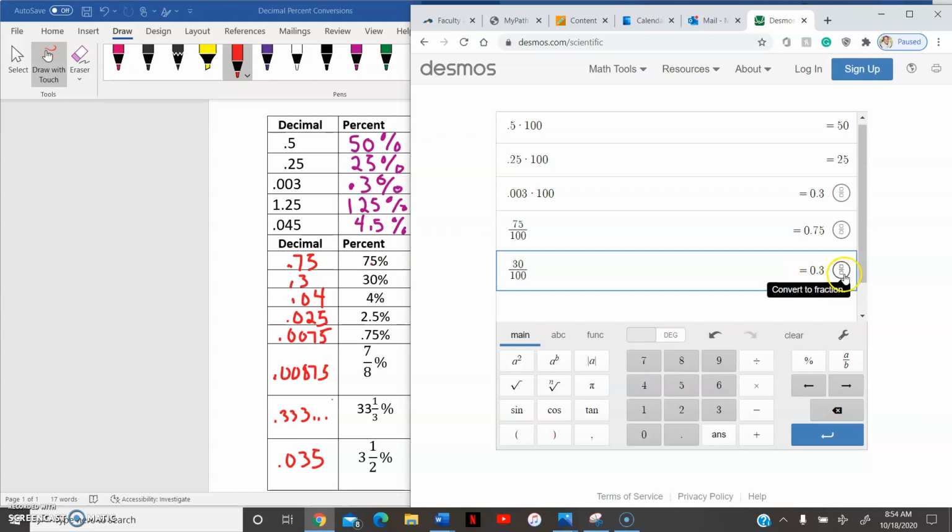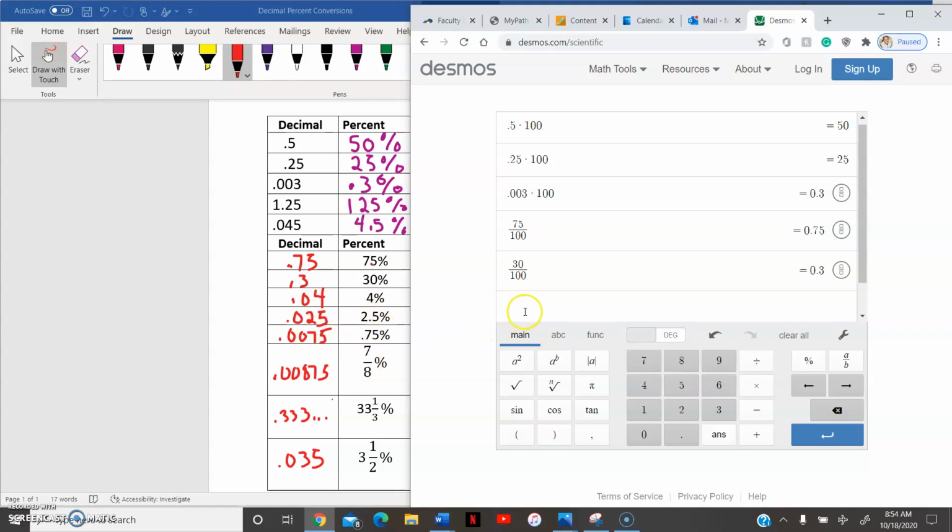Here's a little cool thing about the Desmos calculator. Any decimal answer you can convert to a fraction just by pressing it, or you can go back and forth from decimal to percent. So I got all the rest of these answers here for percent by dividing by 100, dividing whatever I had here by 100.